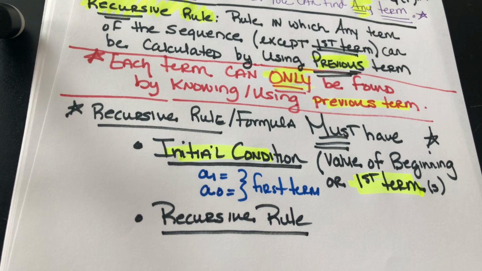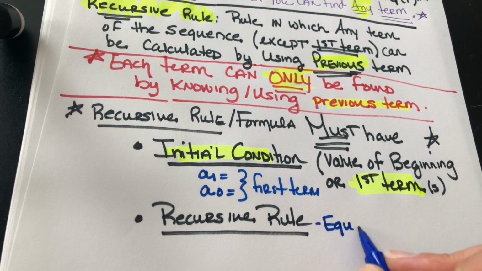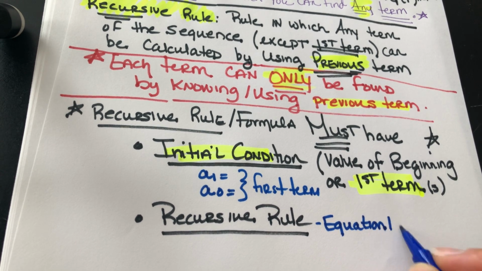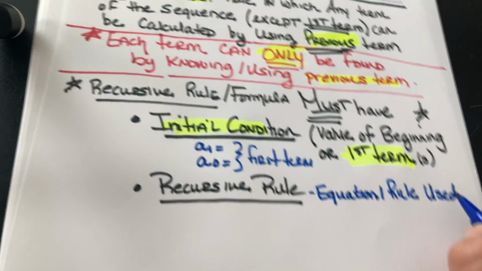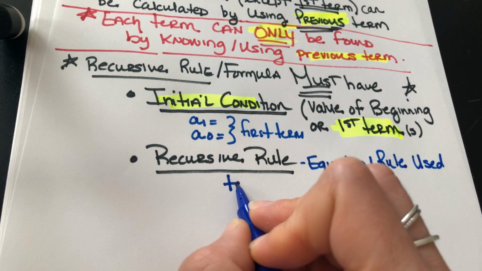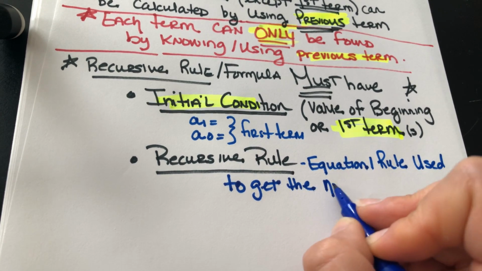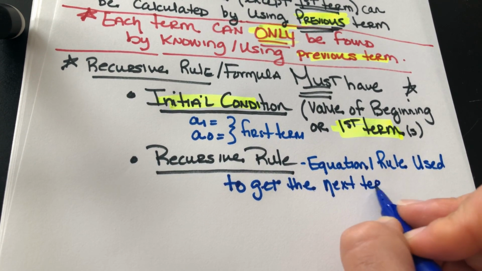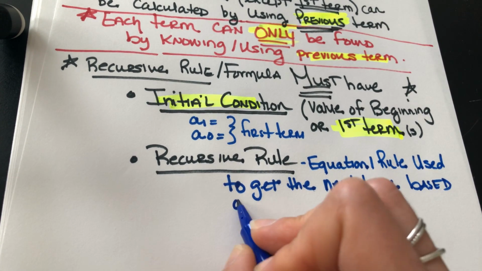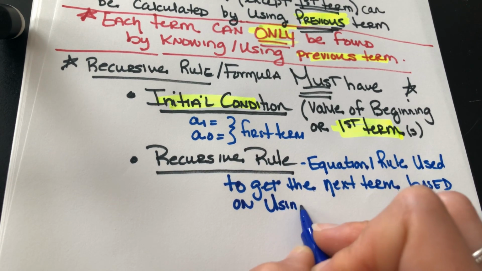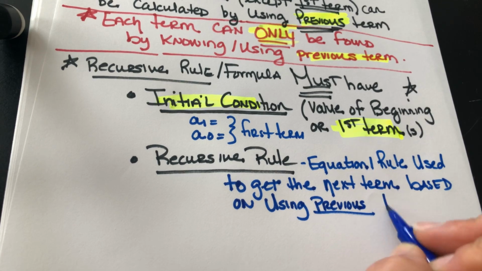And what the recursive rule is, it's the same thing. It's pretty much what you did with the sequence. It is your equation or your rule used to get the next term. And again, it's based on using, yep, you said it, make sure you know this, the previous term.